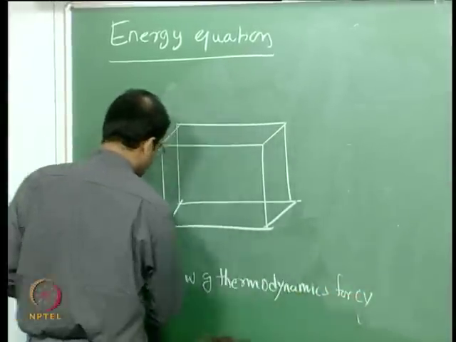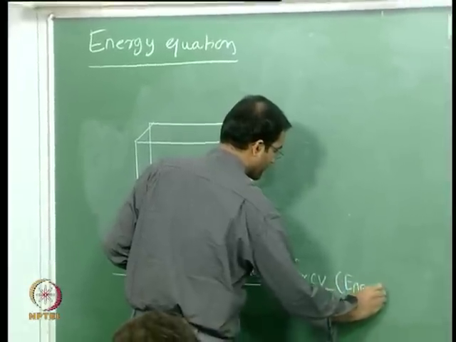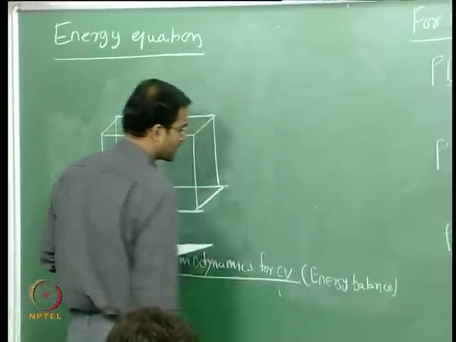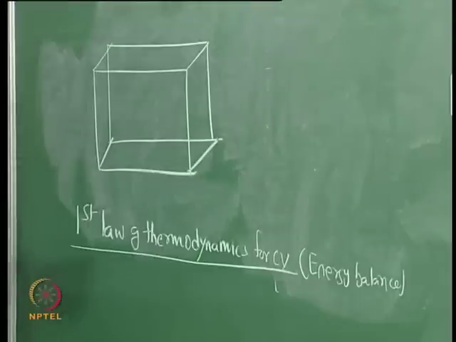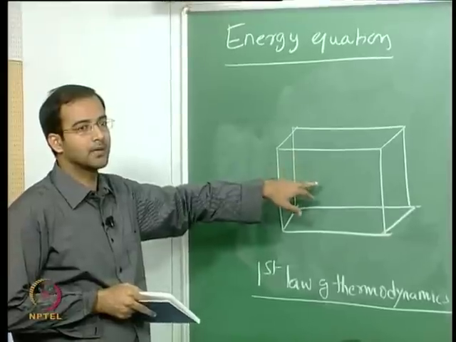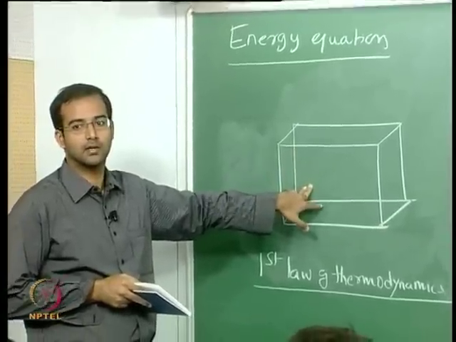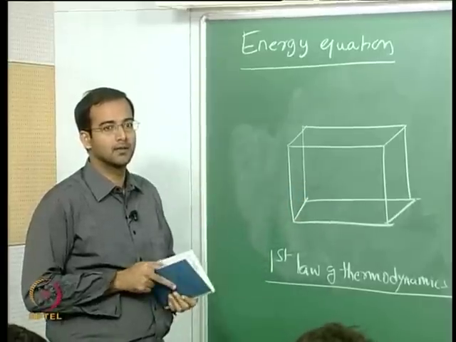So which is nothing but the energy balance, okay. So what does the first law of thermodynamics say for an open system? The rate of change of energy within the control volume should be equal to the net efflux of energy across the control volume boundaries, okay. So this is a very compact way of phrasing the first law.